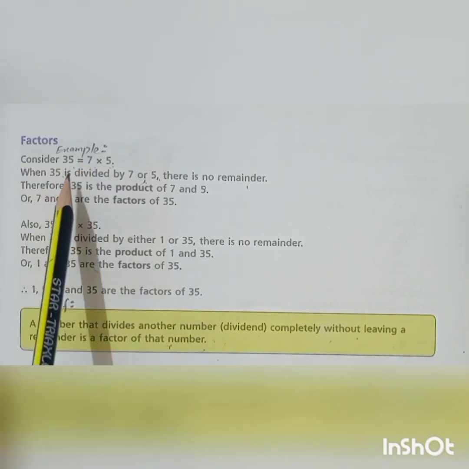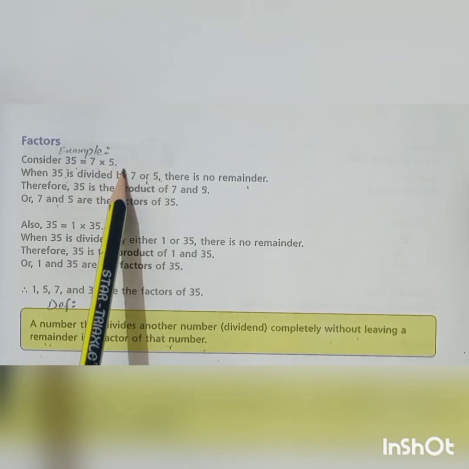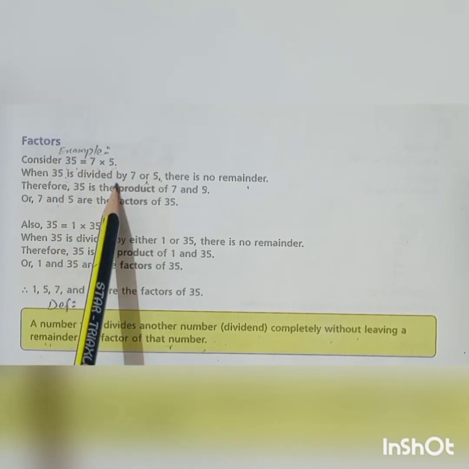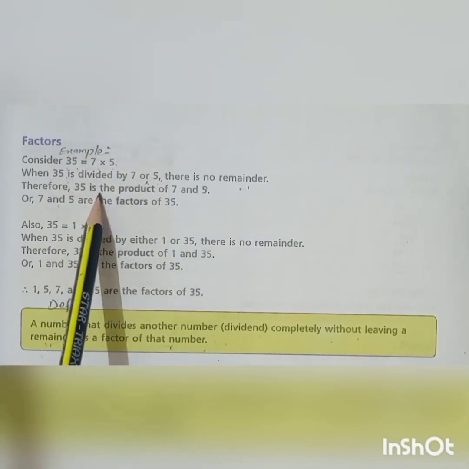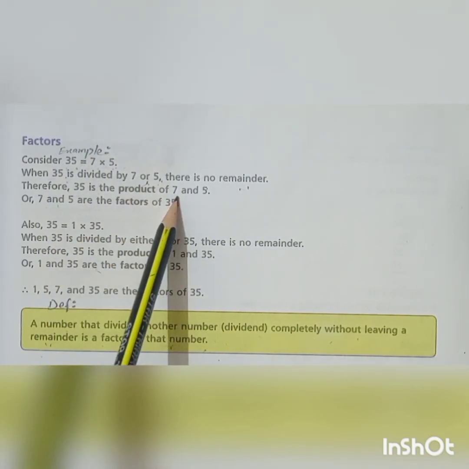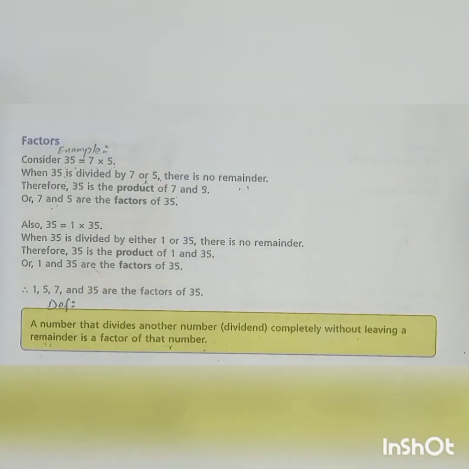Here you see the example. The number 35 is a multiple of 7 and 5. When 35 is divided by 7 or 5, there is no remainder. Therefore, we can say that 35 is a product of 7 and 5, and also we can say that 7 and 5 are the factors of 35.